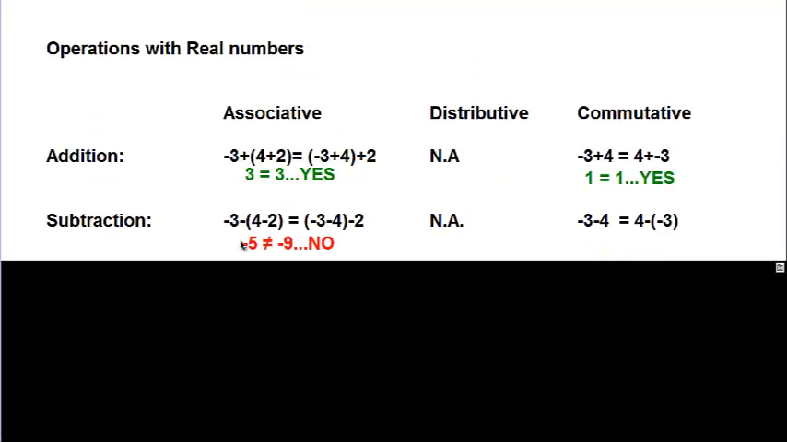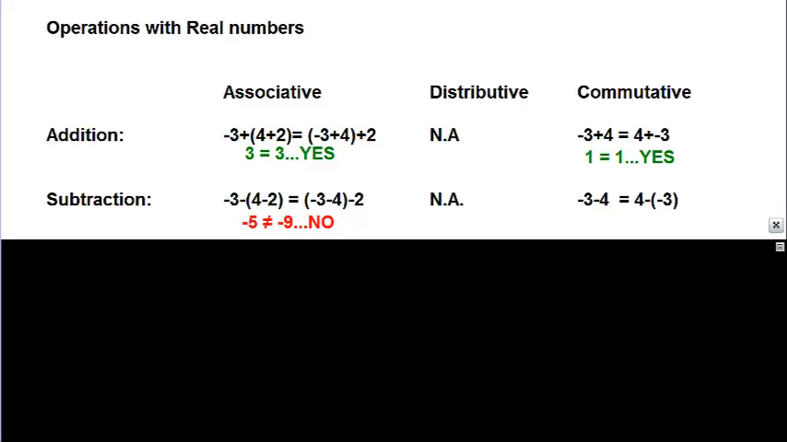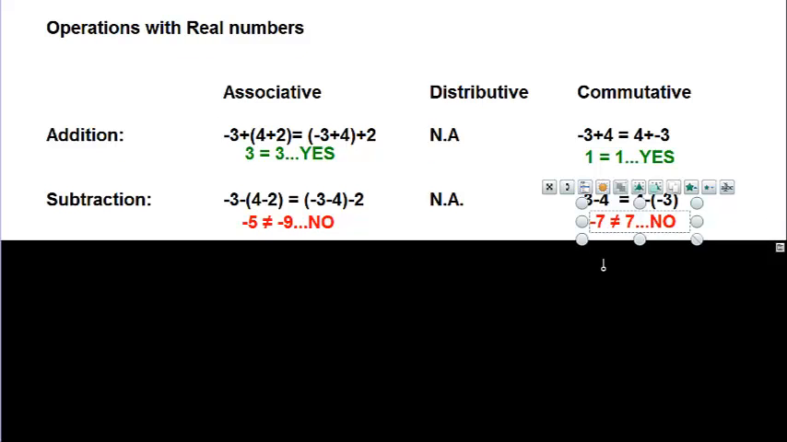Is subtraction associative? Is negative 3 minus the quantity 4 minus 2 equal to negative 3 minus 4, quantity, minus 2? The answer is absolutely not. Similarly, subtraction is also not commutative. For example, negative 3 minus 4 is definitely not the same as 4 minus negative 3.